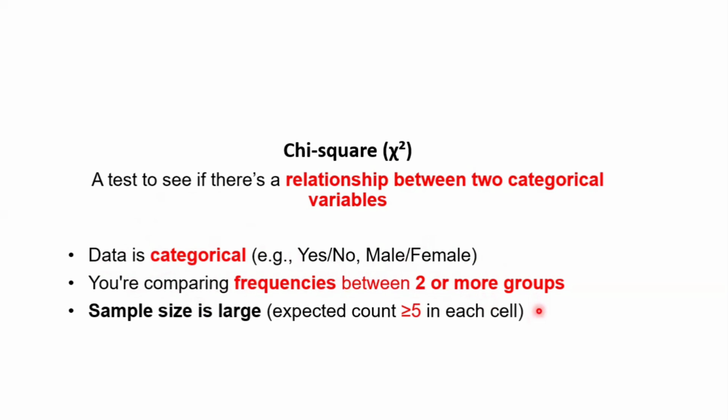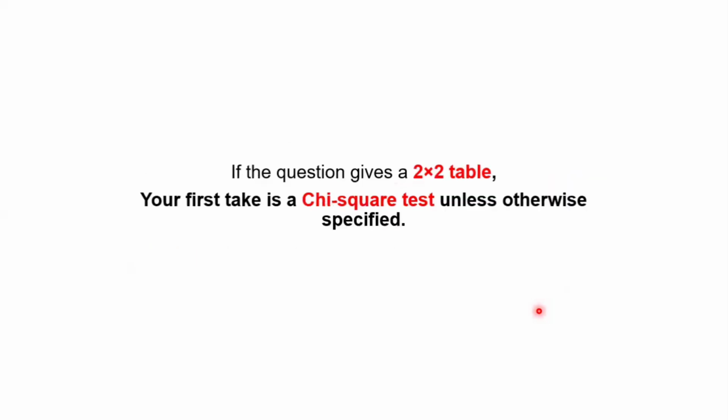Now, when do we make a choice between a chi-square and a Fisher's exact test? Chi-square can be used when the minimum expected frequency in any group is 5 or more. If the minimum frequency is less than 5, then a chi-square is not used, and the Fisher's exact test is used instead.